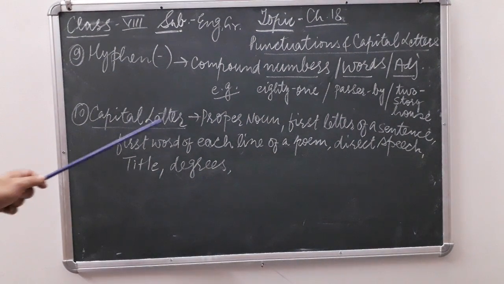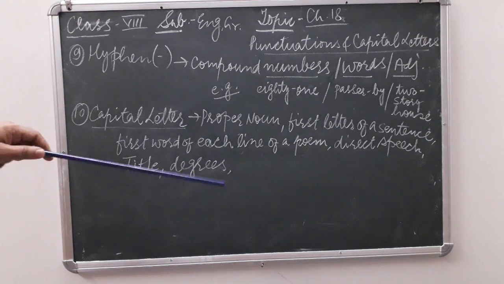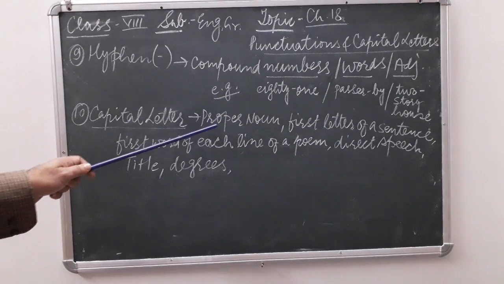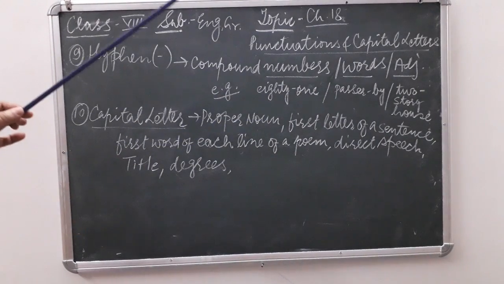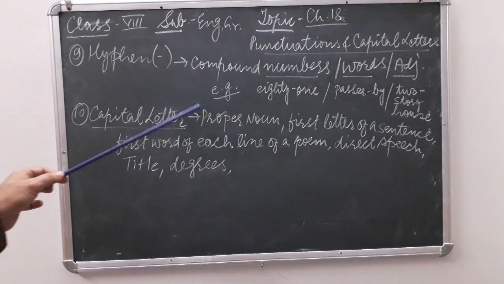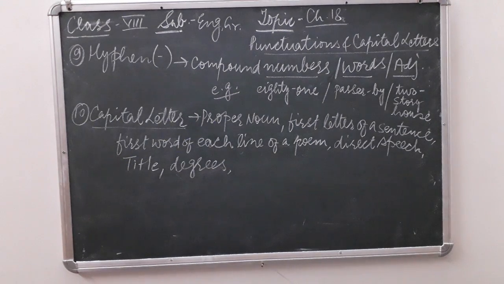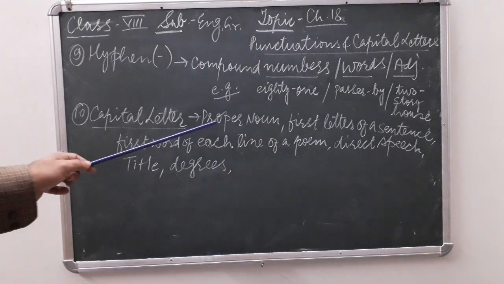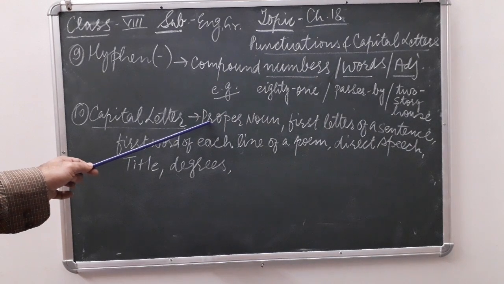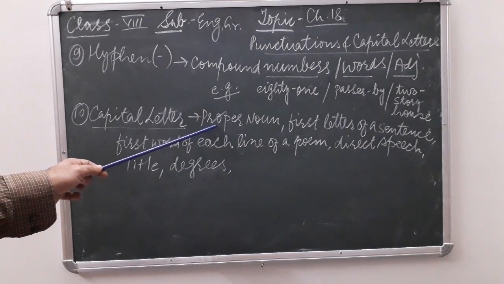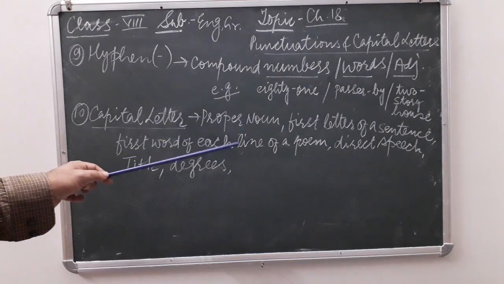Next, capital letter. Very important, children. Whenever you write something, be very careful. These are very important things. So, proper noun: every first letter of a proper noun will be capital. For example, I live in Udaipur. There will be a capital letter here because Udaipur is a proper noun. So the first letter of the proper noun, U, it will be Udaipur.